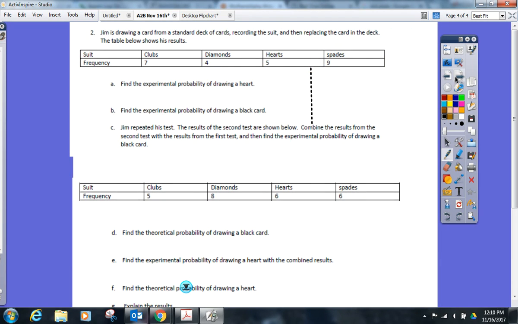All right. Jim took some cards out of a deck, put them back in, recorded all the different suits. What's the experimental probability of drawing a heart here? Based on the cards, experimental, not theoretical, experimental. So, Vinny, how many hearts did he draw out? He drew 5 hearts out. Out of how many there, Anna? Total cards.